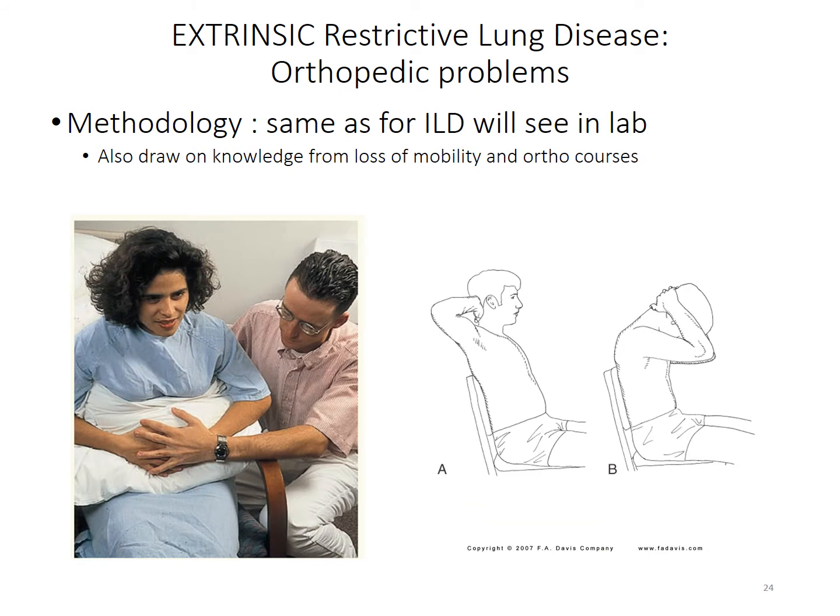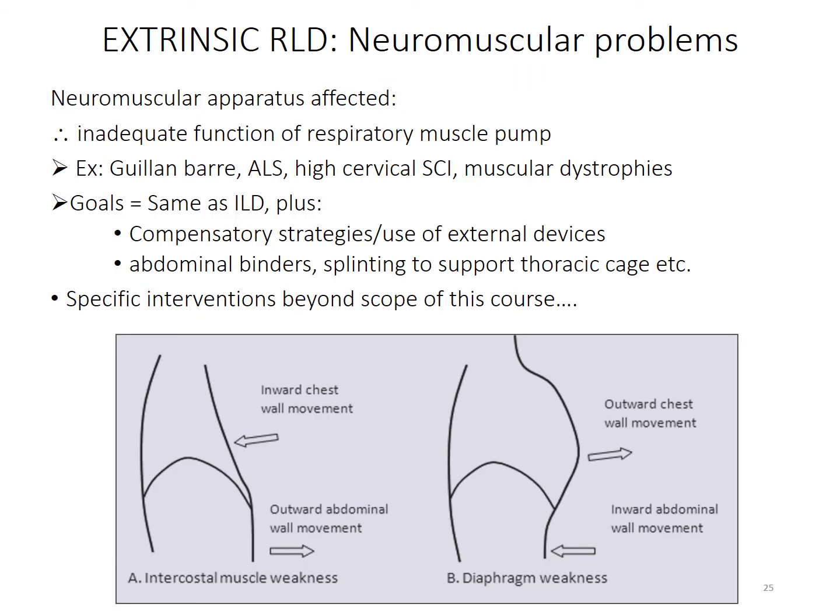For the methodology of treating restrictive lung disease, refer to your notes from loss of mobility, spine and pelvis. We will draw on and add to these techniques and exercises in the ventilatory exercises lab downstairs. It should be noted that neuromuscular problems can also lead to restrictive lung disease.